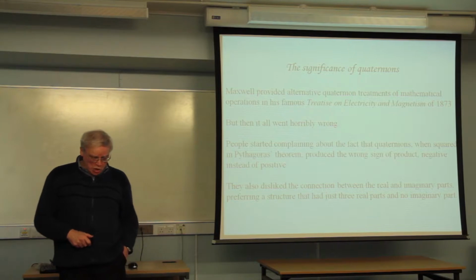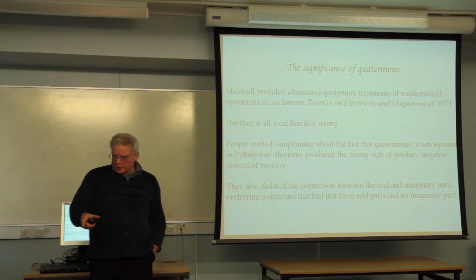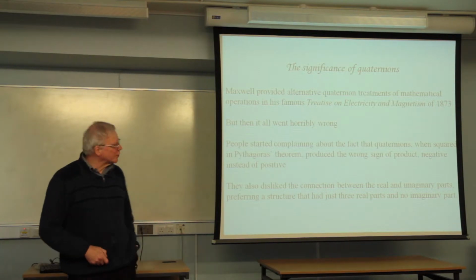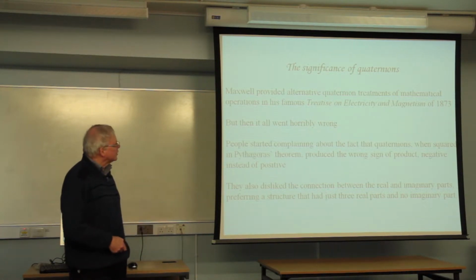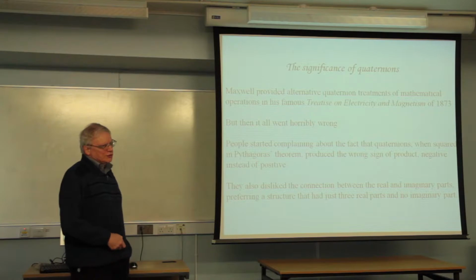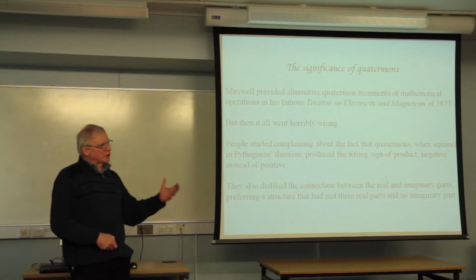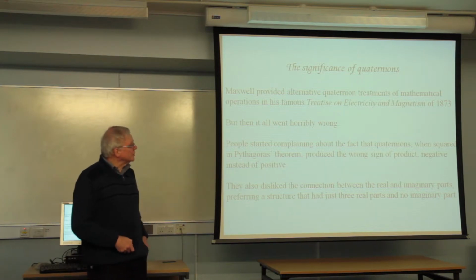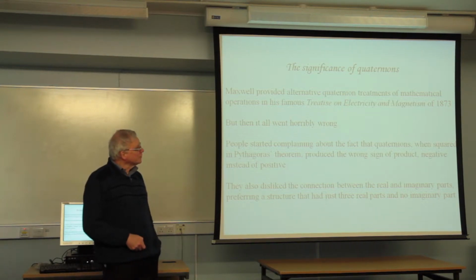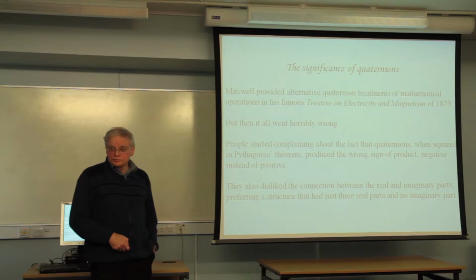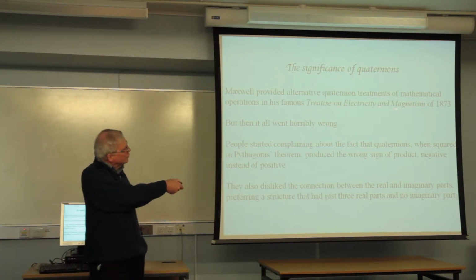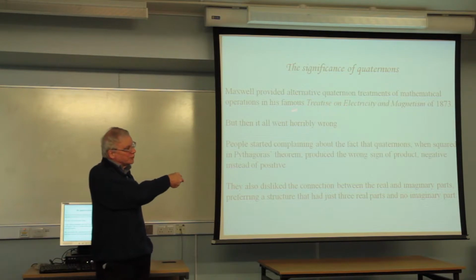Maxwell was interested in this. He was persuaded by Tate, Hamilton's friend and colleague, that he should at least do alternative versions of these equations in quaternion form in his treatise on electricity and magnetism. And in fact he did that. And so this treatise does have quaternion versions of everything that he did by the standard method.